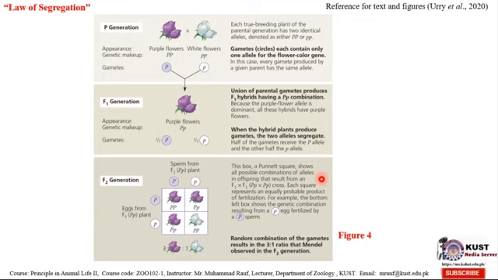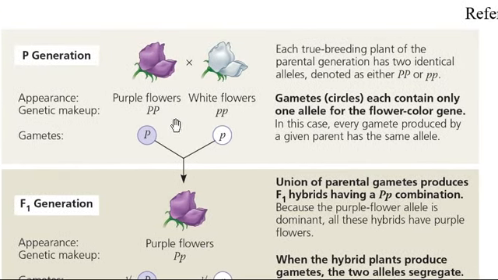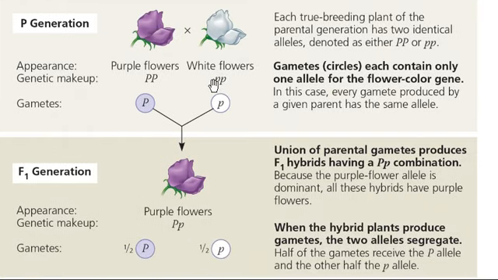There you can see in the P1 generation we have one plant which is having purple flowers and another plant which is having white flowers. These are true breeding. This is their phenotype, physical outlook. This is their genotype, genetic makeup. Now these plants produce gametes. Remember, a gamete carries only one copy, so these gametes fuse together, and these are the F1 hybrids.